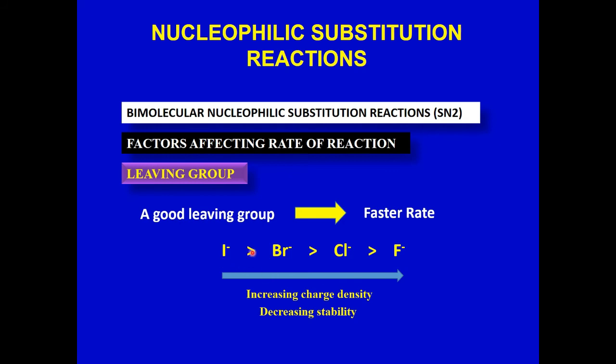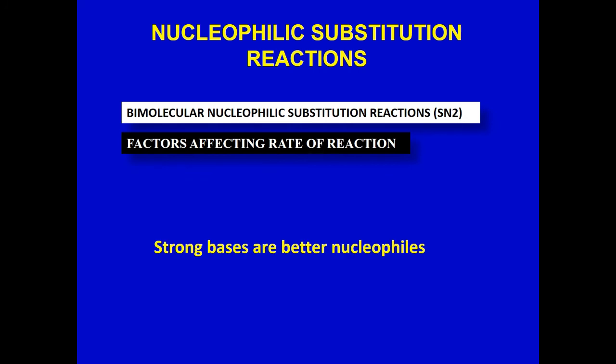For example, if we have an iodide anion, it has a larger size, the charge density is lower, and so it is relatively more stable as compared to the rest of the halide anions. So an iodide ion will happily leave the molecule, meaning it will take less time to leave the molecule, making the reaction much faster.